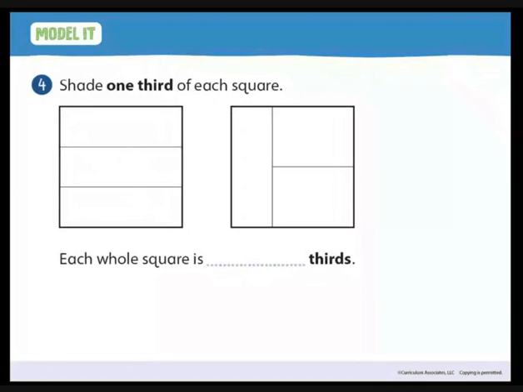Shade 1/3 of each square. Each whole square is blank thirds. If someone's with you, have a conversation about this square. Do each of these pieces show 1/3? Is there something we could do to tell? How could we prove it?